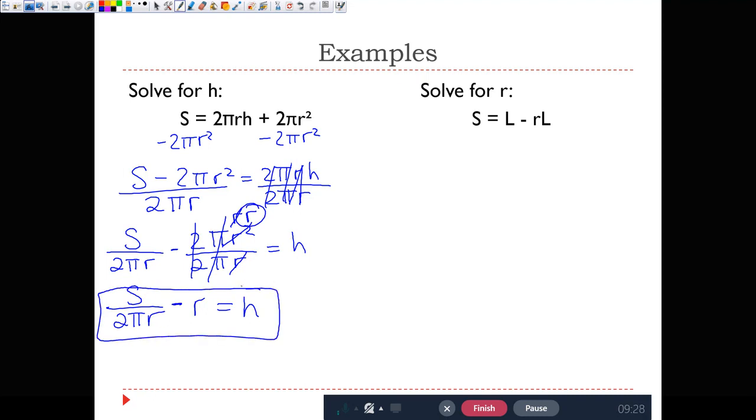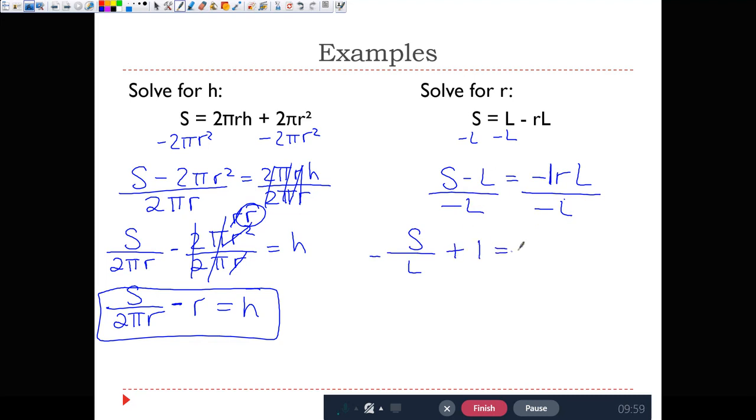Okay, here I'm solving for r. So I'm going to subtract l from both sides and get s minus l equals negative r l. This negative is a negative 1. So I'm going to be dividing by negative 1 and l, which is basically negative l. And I divide this side by negative l. So s is being divided by negative l, and negative rl is being divided by negative l. Anything over itself is 1. So r is going to equal negative s over l plus 1.